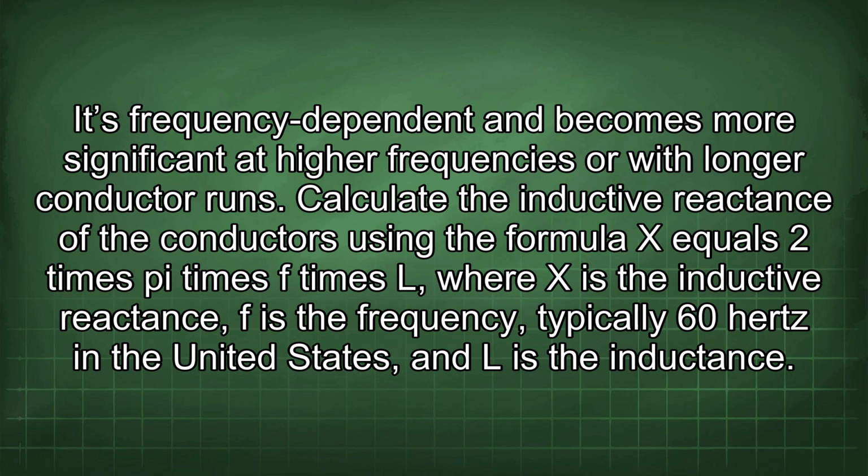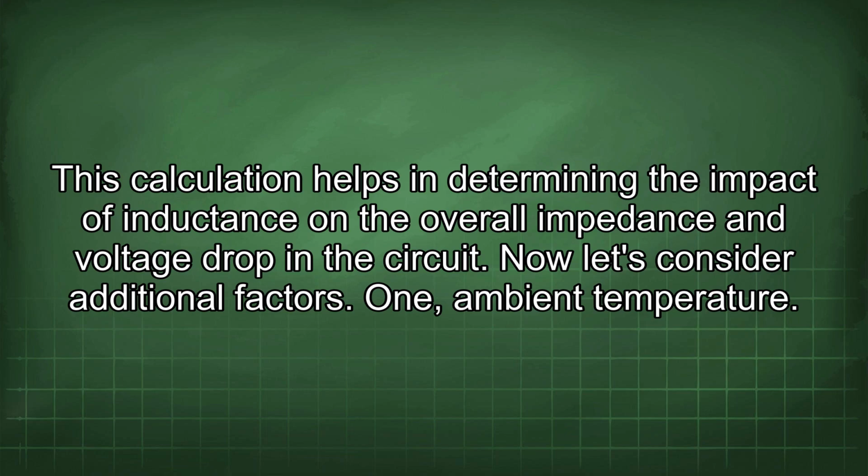Calculate the inductive reactance of the conductors using the formula X equals 2 times pi times f times L, where X is the inductive reactance, f is the frequency, typically 60 Hz in the United States, and L is the inductance. This calculation helps in determining the impact of inductance on the overall impedance and voltage drop in the circuit.